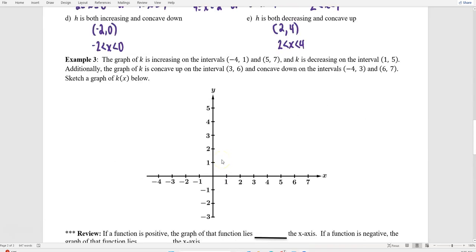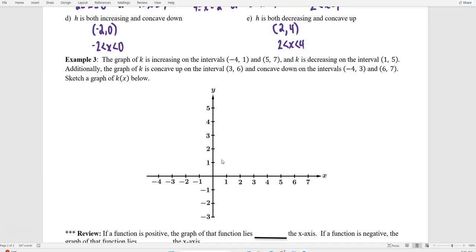All right. So, graph of K is increasing on these intervals, decreasing on another interval. Then concave up from 3 to 6, concave down from -4 to 3, and from 6 to 7. So, for this, I have a really hard time organizing my thoughts.